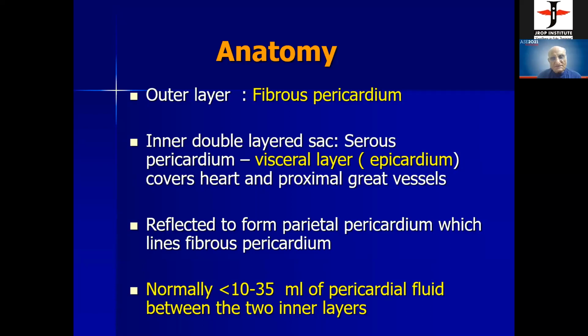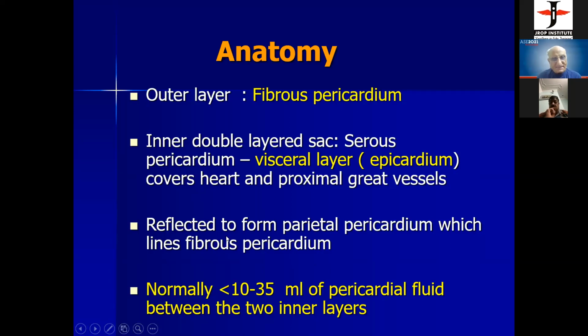Okay, so as I was telling you, let us go to the anatomy of the pericardium. The outer layer is known as the fibrous pericardium. The inner layer is double layered. The one which is in proximity with the heart is known as the visceral layer or an epicardium. That means this is the one which covers the heart and the great vessels also. And then the third is it gets reflected back to form a parietal pericardium which lines the fibrous pericardium.